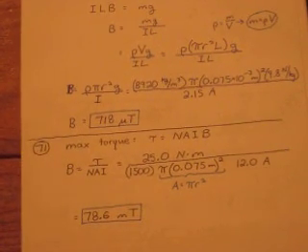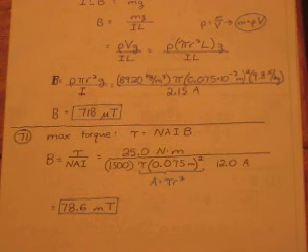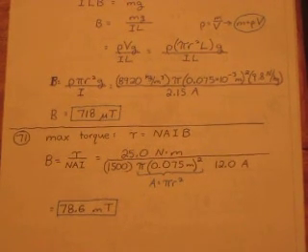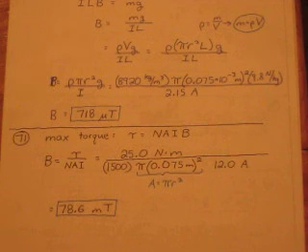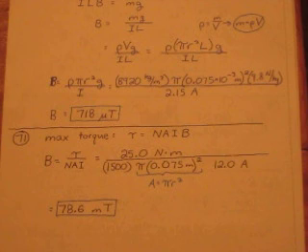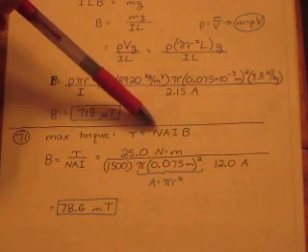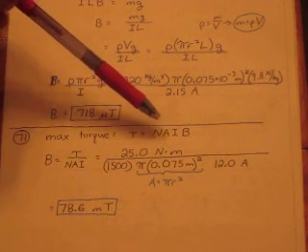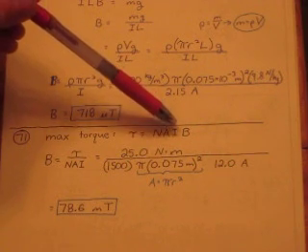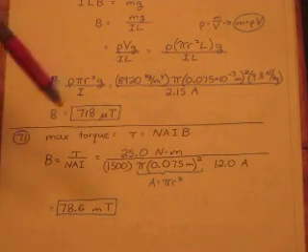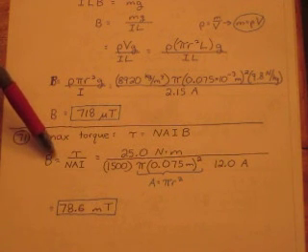Number 71. An electric motor has a 1500 turn, 15 centimeter diameter circular coil on its armature. Find the magnetic field needed to produce a maximum torque of 25 Newton meters when the coil current is 12 amperes. Okay, the relevant equation is torque equals number of turns times area times current times magnetic field. We're solving for magnetic field, so let's do that.